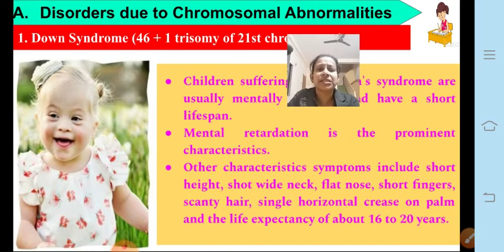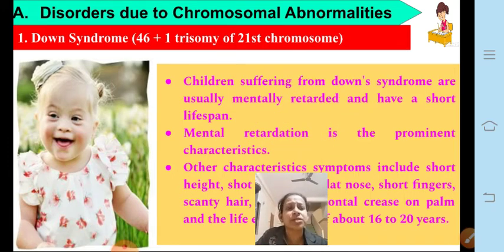And how do these children look? You might have seen children looking like this. Okay, so what are the symptoms from which we can understand that these children are mentally retarded? Children suffering from Down syndrome are usually mentally retarded and have a short lifespan. You know, these children, very poor children they are.